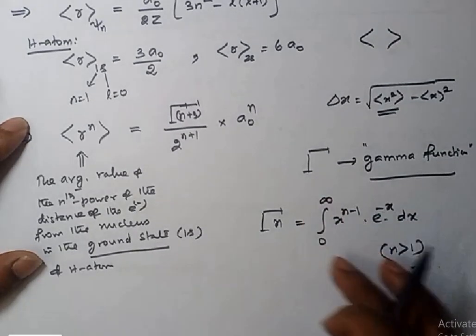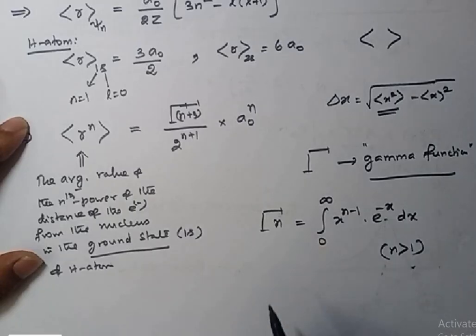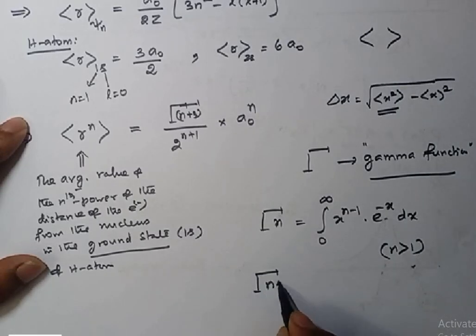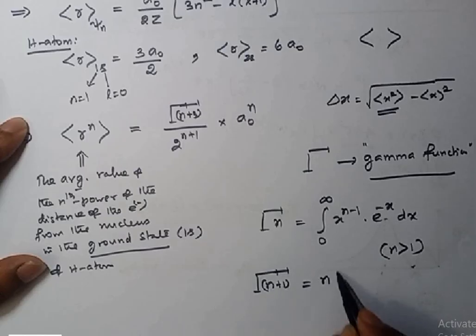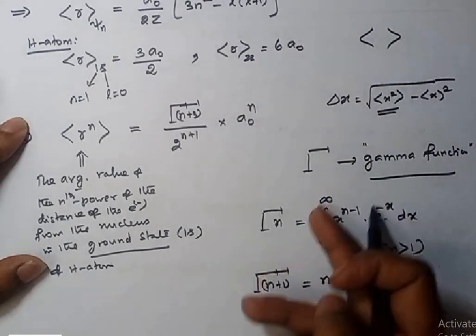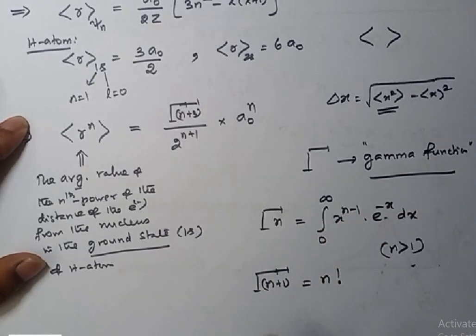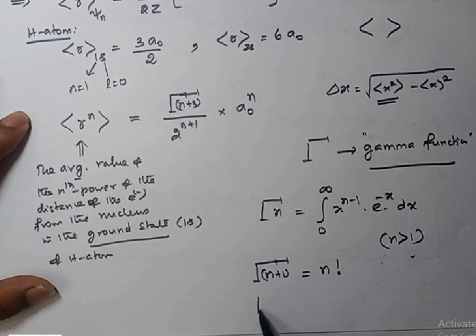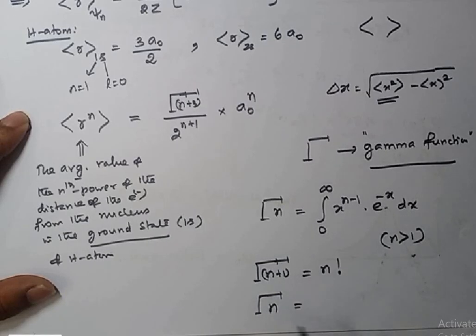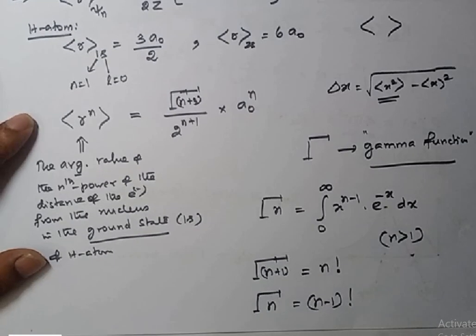And how to find the value of the integral? Listen carefully. Suppose you have gamma function of n plus 1. Gamma function of n plus 1 is nothing but n factorial. You need not find the integral. It is given in a simplified form called gamma function. So gamma function of n plus 1 is equal to n factorial. What is gamma function of n then? If n plus 1 gives n factorial, then gamma function of n is n minus 1 factorial.